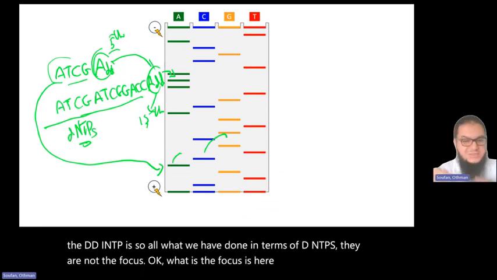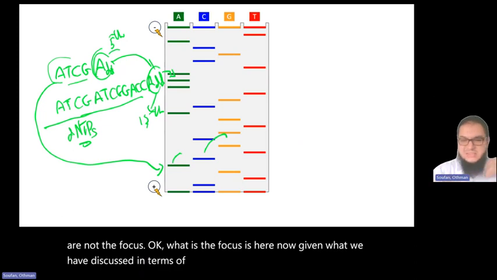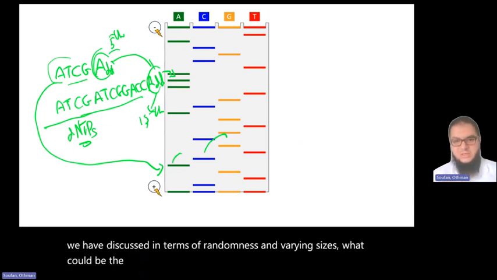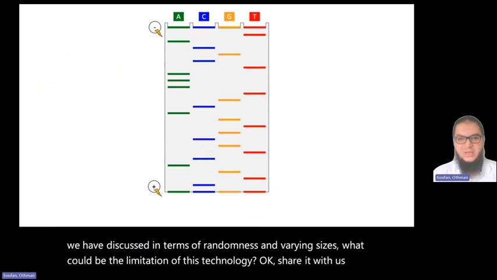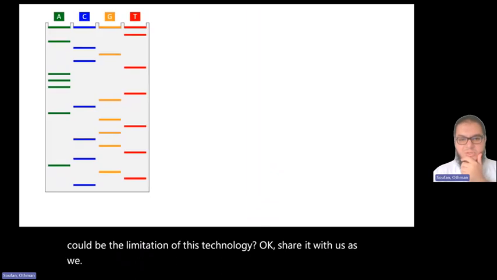Now, given what we have discussed in terms of randomness and varying sizes, what could be the limitation of this technology? Share it with us, or with me, as part of the treasure hunt activity.